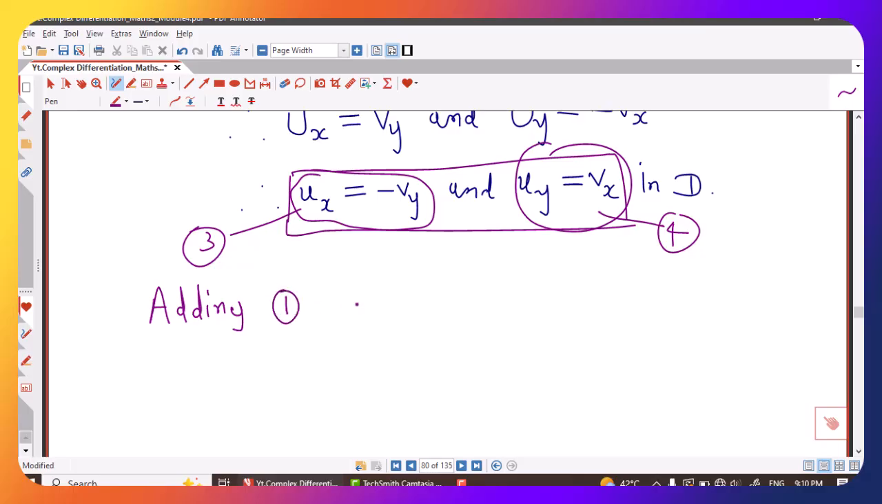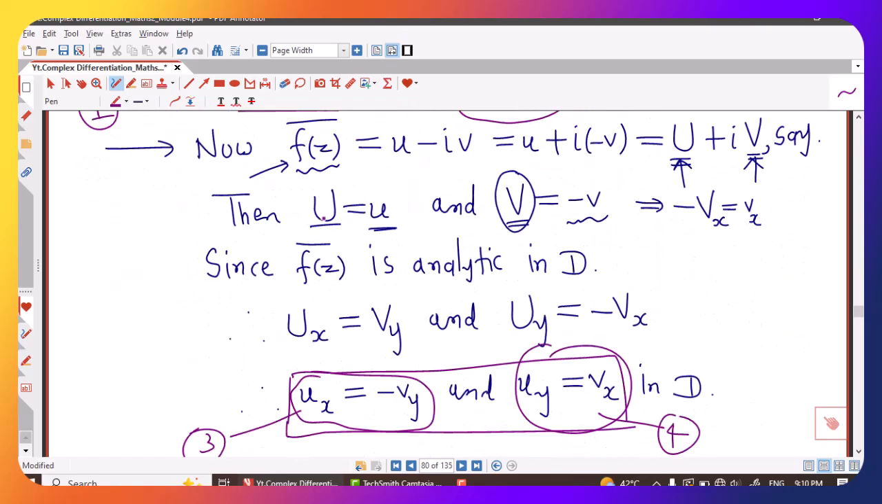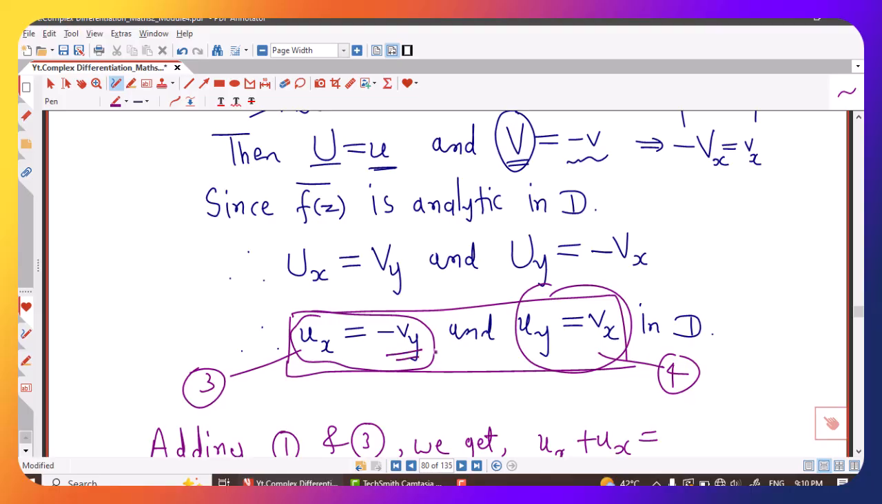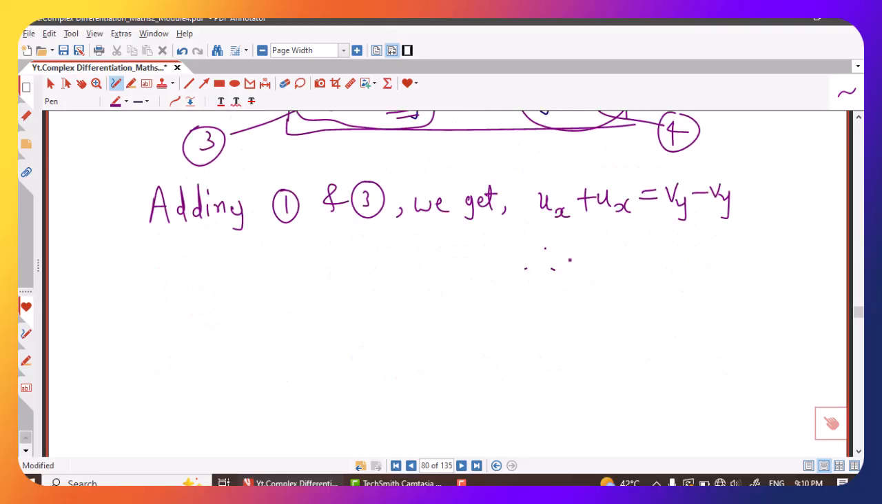Adding 1 and 3, we get left hand side is ux, so we have ux plus ux. Right hand side of 1 and 3 is del v by del y and minus del v by del y. So let me write one more step. So what we obtain, therefore, 2 times ux equal to 0, and because 2 is non-zero, ux equal to 0 in domain D.